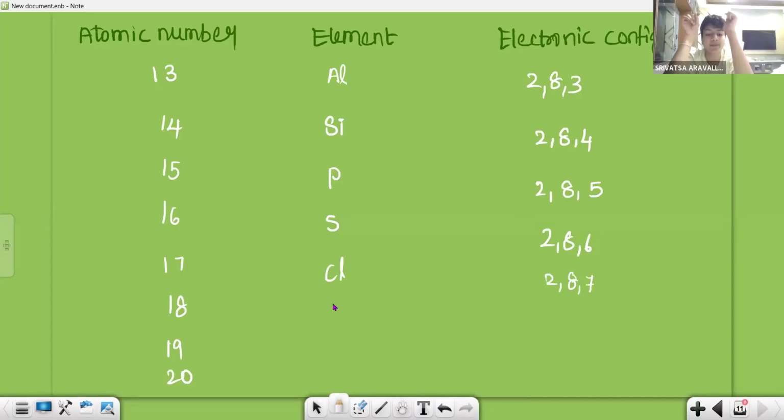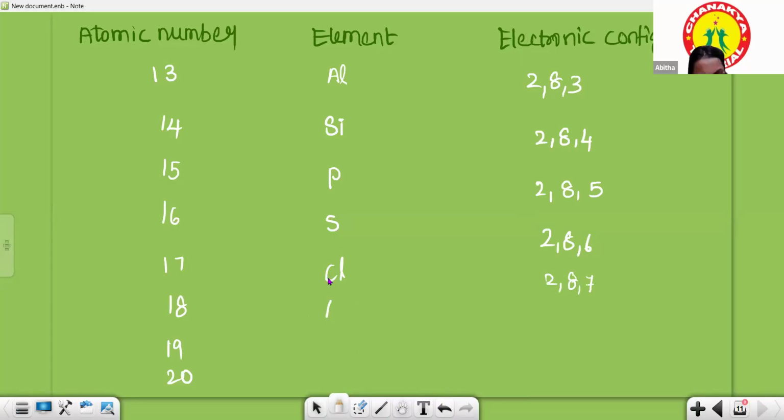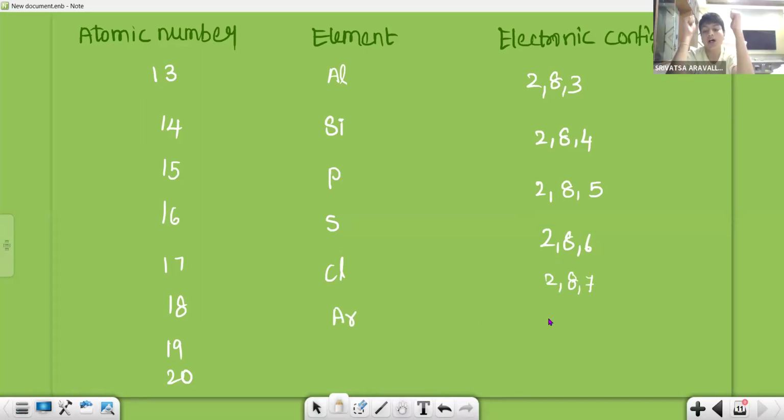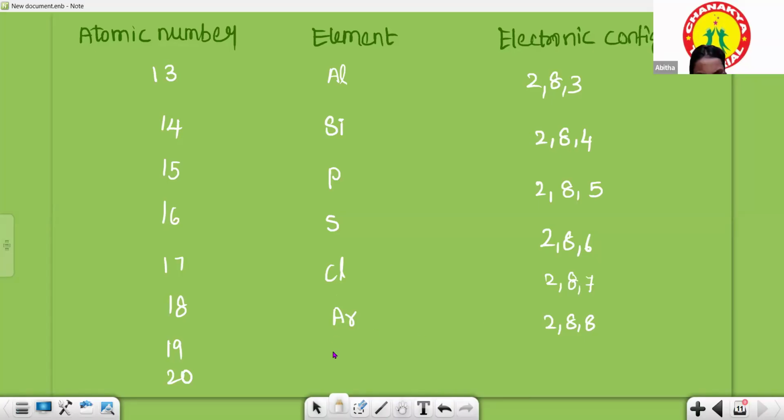Next is argon, which is Ar. So it's 2, 8, 8.